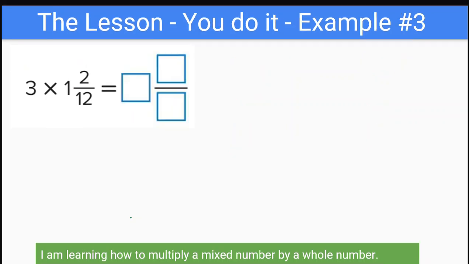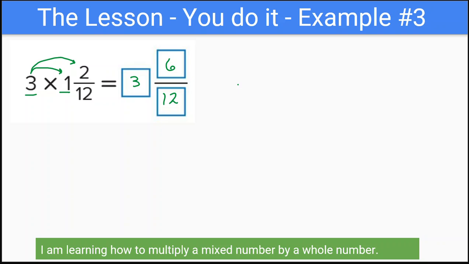Okay, here it is again, 3 times 1 and 2/12. Well, we're going to go 3 times 1, then we're going to go 3 times 2/12. 3 times 1 is 3. 3 times 2/12 is 6/12. Okay, that's not an improper fraction. We don't have to fix it. You can leave it as it is. Kids, you're learning how to multiply a mixed number by a whole number.